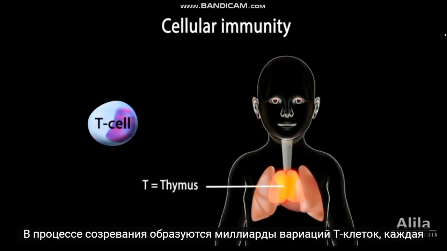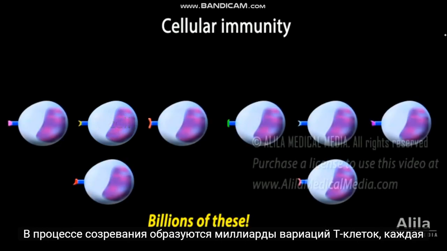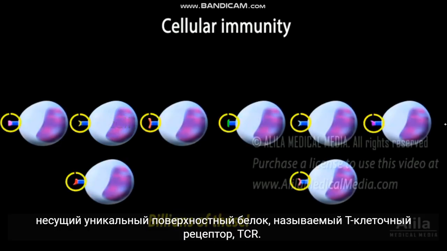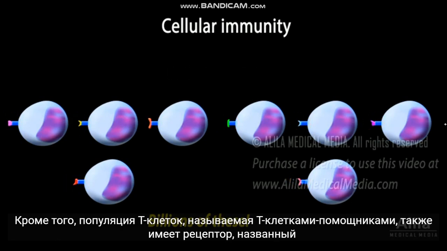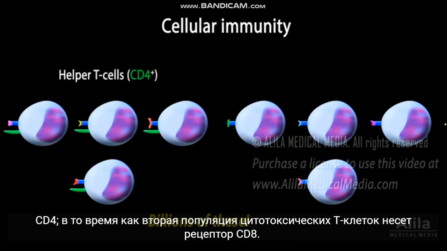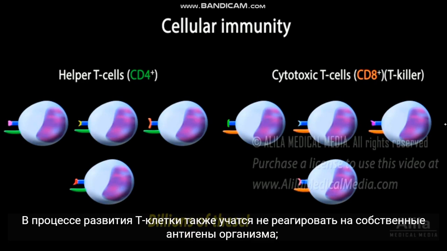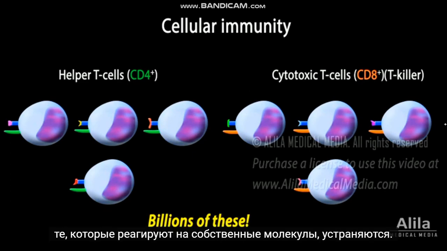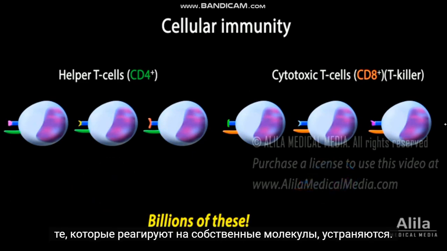During the process of maturation, billions of variations of T cells are formed, each carrying a unique surface protein called T cell receptor, TCR. In addition, a population of T cells called helper T cells also has a receptor named CD4, while a second population of cytotoxic T cells carries CD8 receptor. In the process of development, T cells also learn to not react to the body's own antigens. Those that react to self molecules are eliminated.